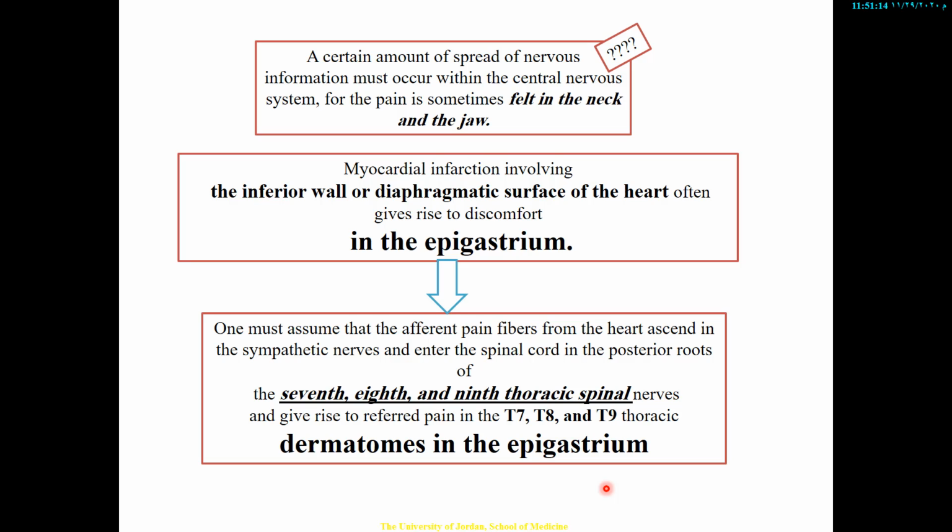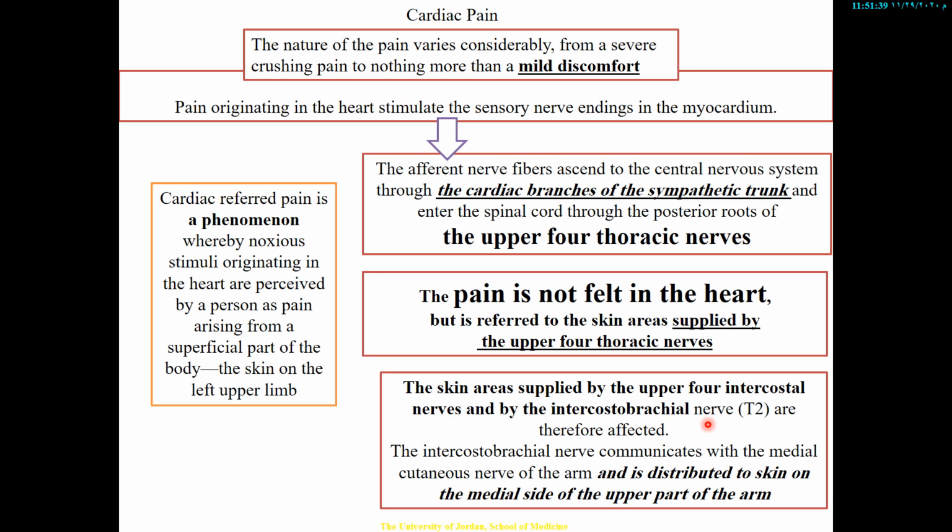Now, the story of the pain and the cardiac problems does not finish there. It is more complicated. A certain amount of spread of nervous innervation must occur within the central nervous system. That is for sure, and this can't be explained on an anatomical basis. We could explain the connection between the intercostobrachial nerve and the medial cutaneous nerve.